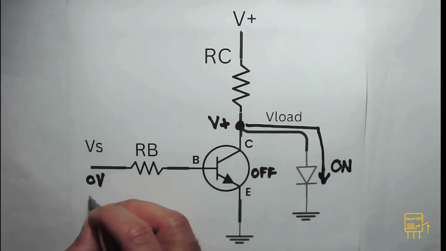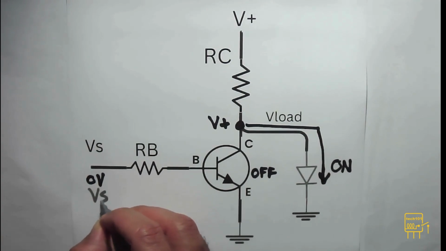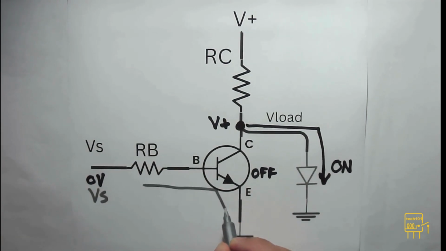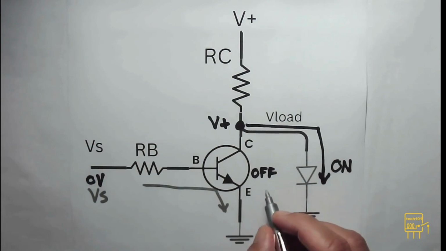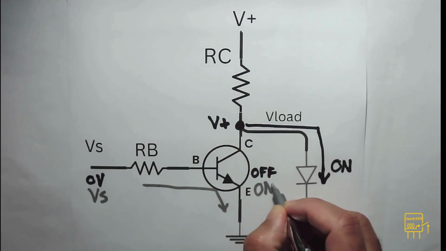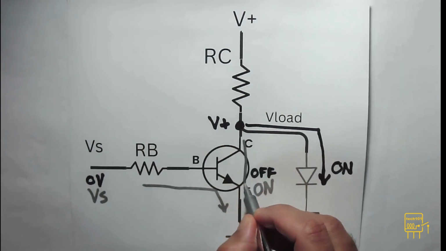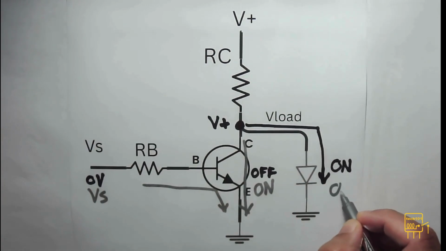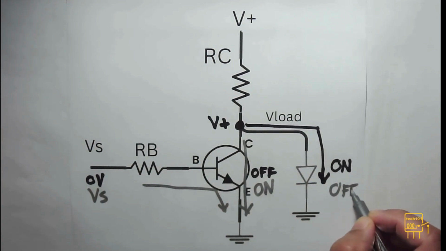Consider the other case. When a signal voltage is applied at the base, the NPN transistor switch turns on and provides a path of least resistance to current. The load current turns off and LED hence switches off. The transistor has turned on and load now has turned off.